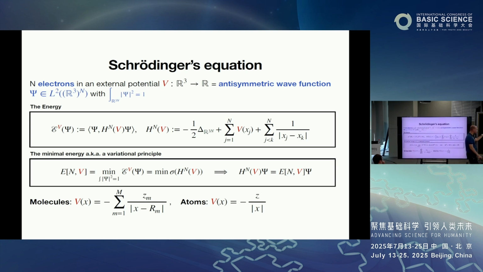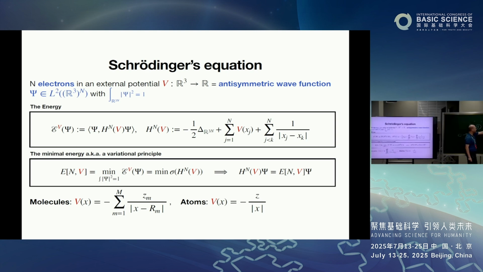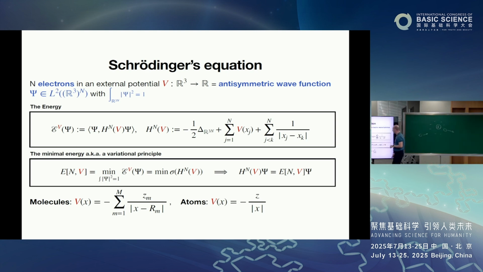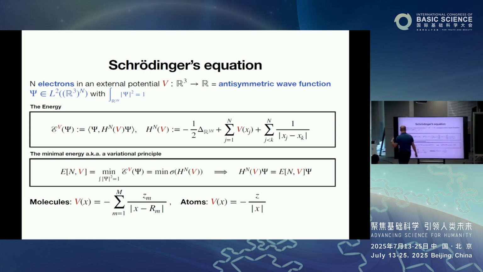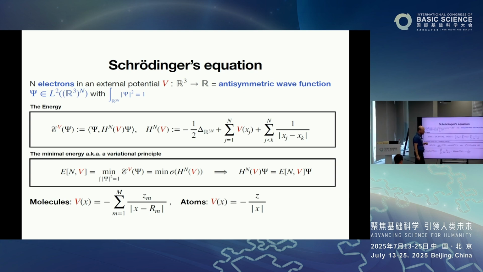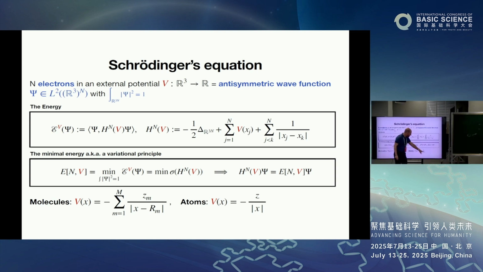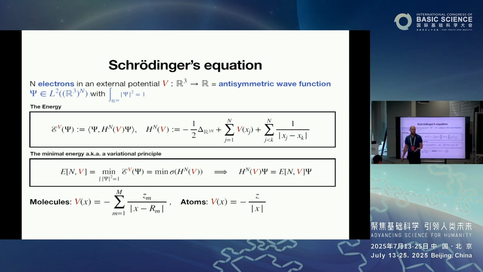So you have to imagine that you have some other nuclei over here. And for the atoms, the case that I showed you in the previous slide, you just have zeta over x, so you just have minus the Coulomb potential. You see that the confining potential is an attractive one, because you fix the position of the nuclei, and you want your electrons to be as close as possible to the nucleus.